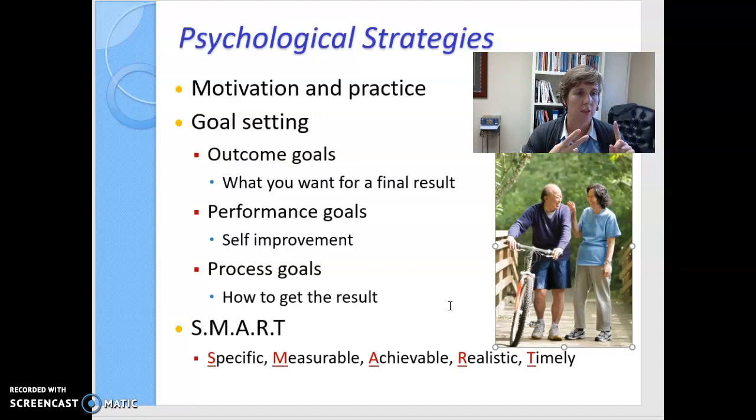You have an outcome goal, you have a performance goal, and you have a process goal. So the outcome is what's the final result. All right, I want to walk 10 yards. I want to walk up the stairs. I want to sign my name. I want to score a certain number of points.